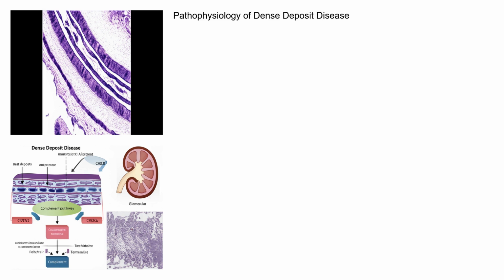The excessive activation of the complement system and the presence of C3NeF leads to a continuous and uncontrolled production of C3 fragments. These fragments are deposited within the glomeruli, the filtering units of the kidneys, specifically within the glomerular basement membrane. These dense deposits disrupt the normal structure and function of the glomeruli.